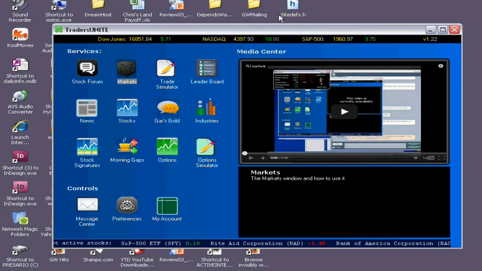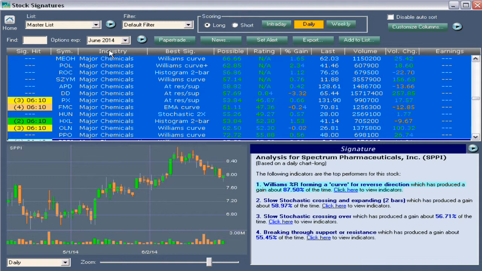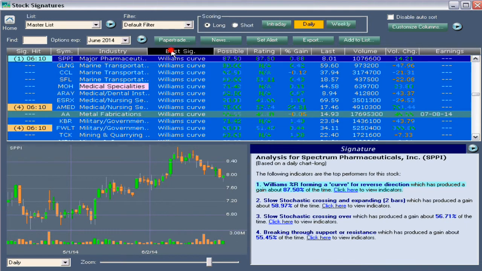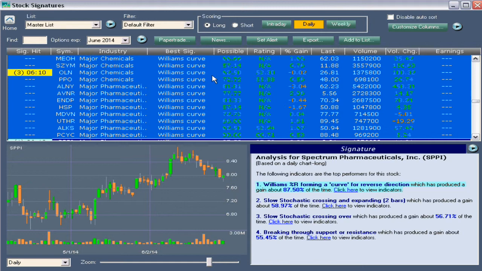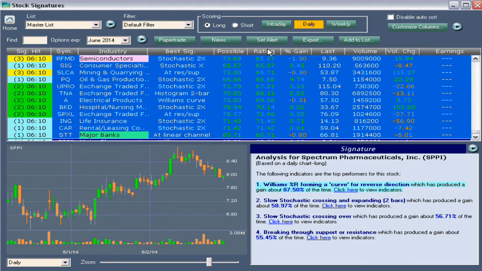This demo is going to show you how I would personally use Signature and how to use it to find winning trades. Of course, you open Signature from the main hub and you get a window like this. The first thing I want to point out is that in all of our lists, you can sort these columns by clicking the column. You click it once, it sorts ascendingly, and you click it again and it sorts descendingly.